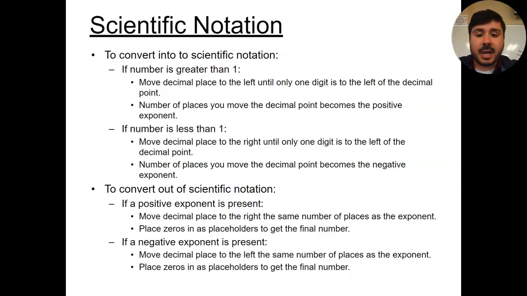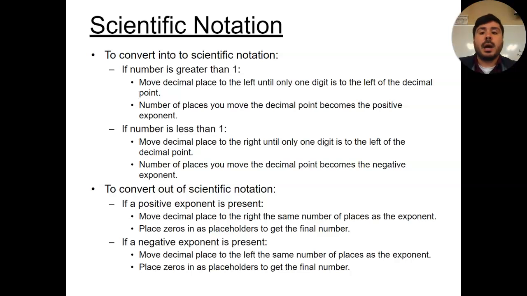Now, to convert out of scientific notation, it follows the same steps that we just read, but in reverse. If you see a positive exponent, you utilize that to move the decimal place to the right, the same number of places as the exponent, and then make sure to place zeros as placeholders to get the final answer. If a negative exponent is present, you're going to move the decimal place to the left the same number of times as the exponent, and then, of course, again, place zeros as placeholders to get the final number.